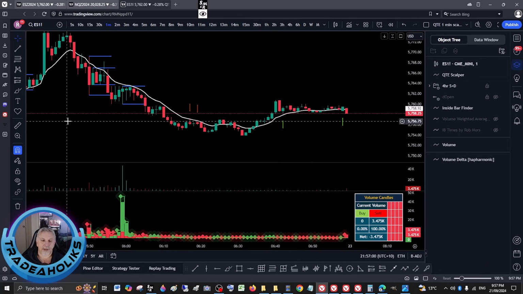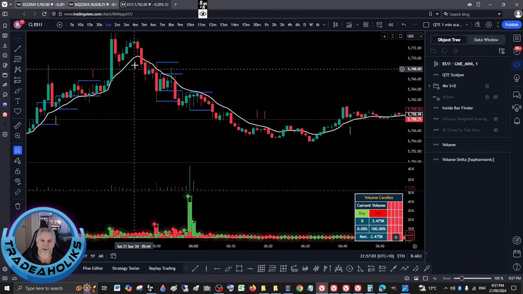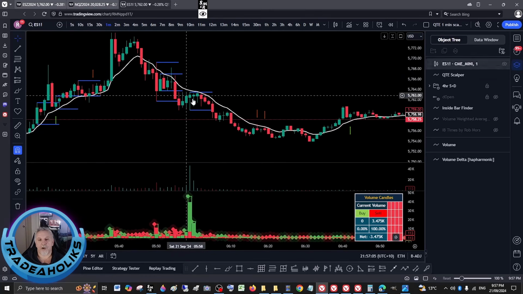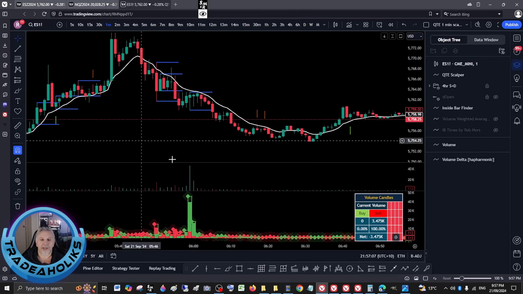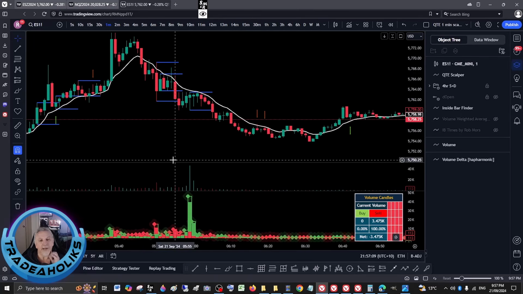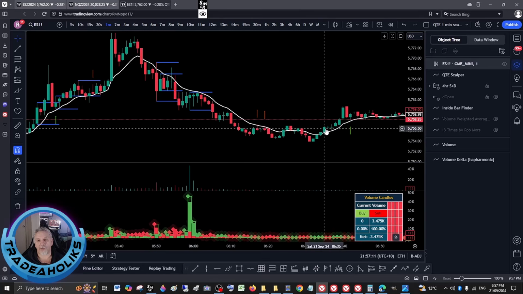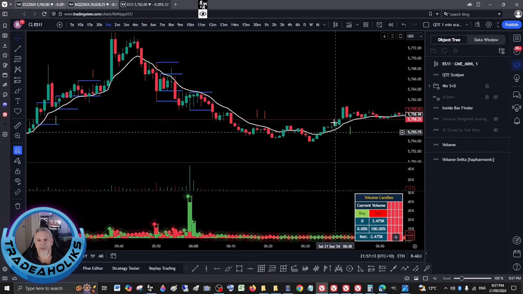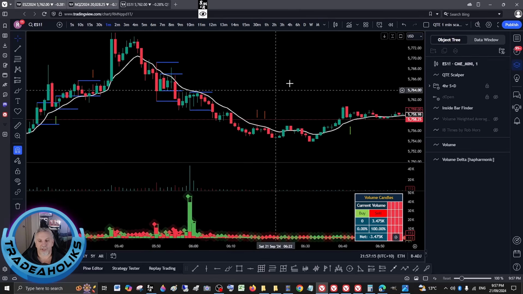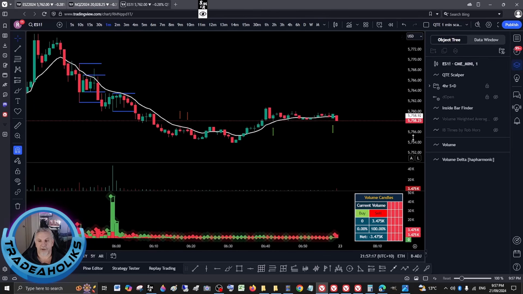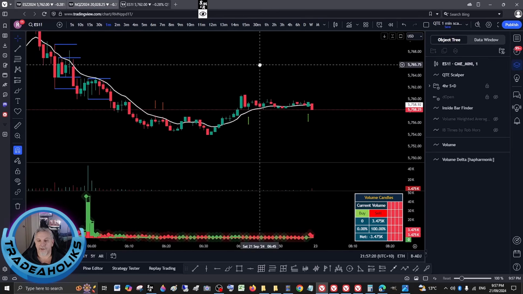So that 10 EMA is really powerful. When it hugs and you don't get candles closing, it's a good way to keep going in that direction, and don't even think about taking a trade in the other direction till you've at least had a candle open and close on the other side of that line for a changed direction. So that's just experience and something that I've done statistics on myself, right?